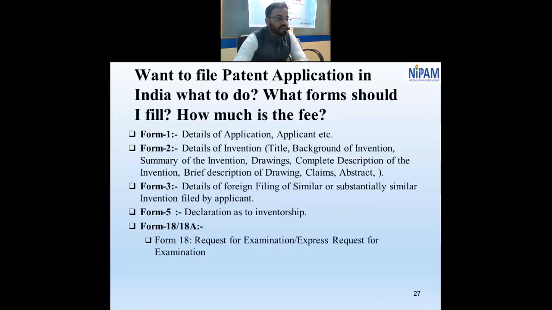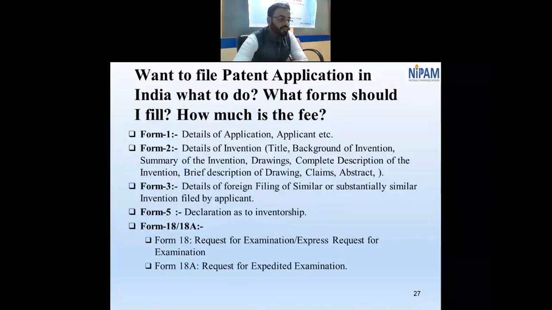Form 18A and Form 18. See, just submitting a patent application is not enough. You have to submit a request for examination. Only if you submit a request for examination would your application be considered for examination, and subsequently the examiners of the Indian Patent Office would examine your application. If you don't file Form 18 along with the examination fees, your application will be deemed abandoned. It will not be examined, and all your fees, Form 1 and the fees which you submitted before, will not be returned.